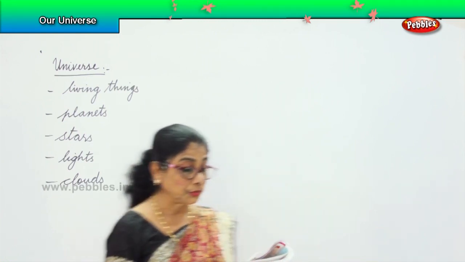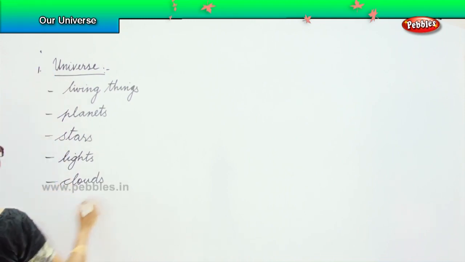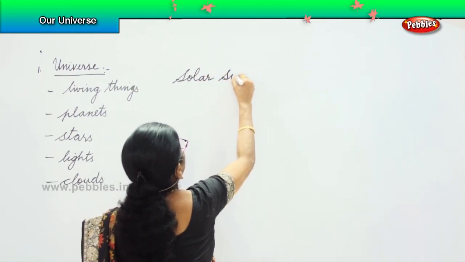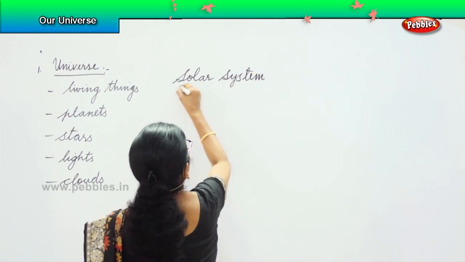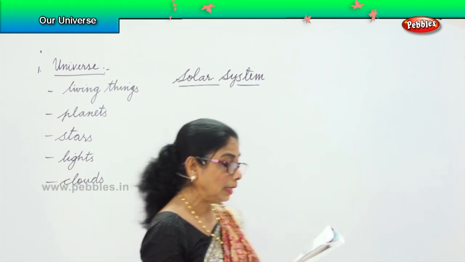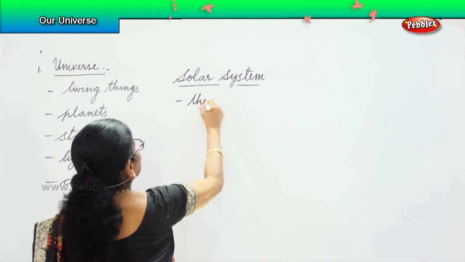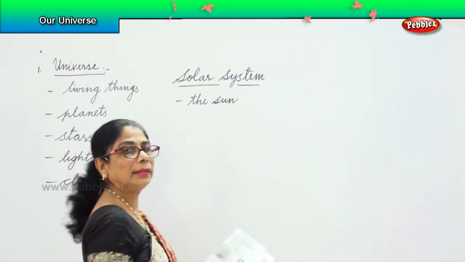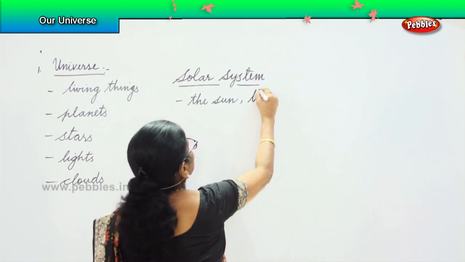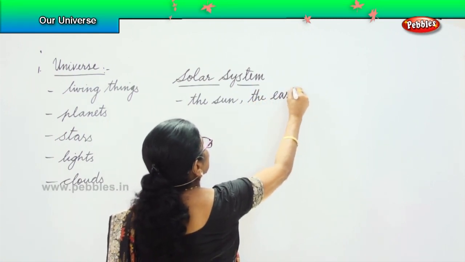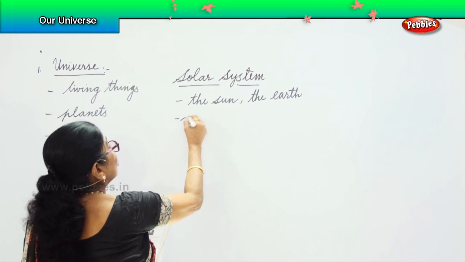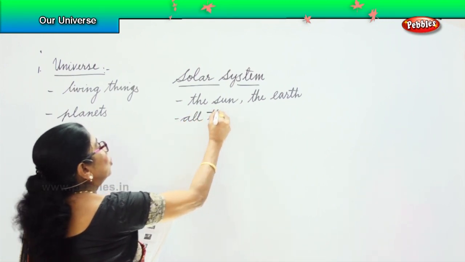Now, next we go into the solar system. So that is the universe. Then we have the solar system. What does the solar system include? The solar system includes the sun. The sun, the most important thing in the middle. The sun, the earth. What is the solar system? The earth and all the planets that we know and we do not know.